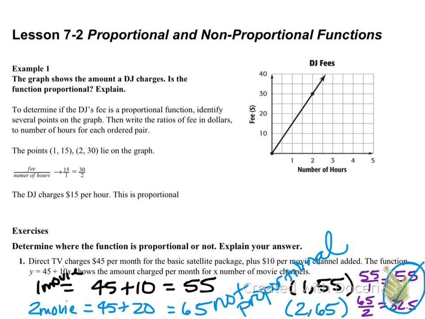If you're not sure why that is, this $45 is what throws it off. If you have 0 movie channels, you're still paying $45 for that basic satellite fee. If that were eliminated, then we would have a proportional relationship, because we're charging $10 for every movie channel. So that's what makes this not proportional: that 45 out in front.